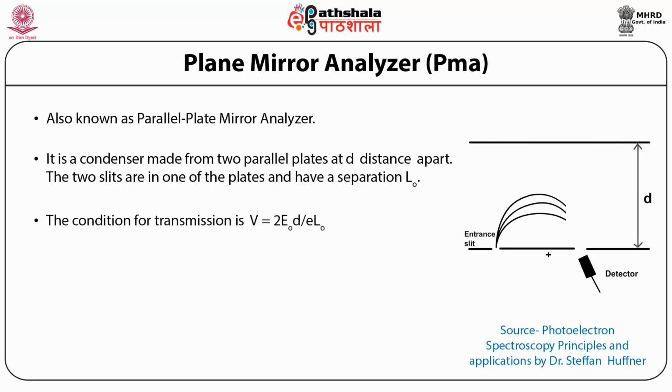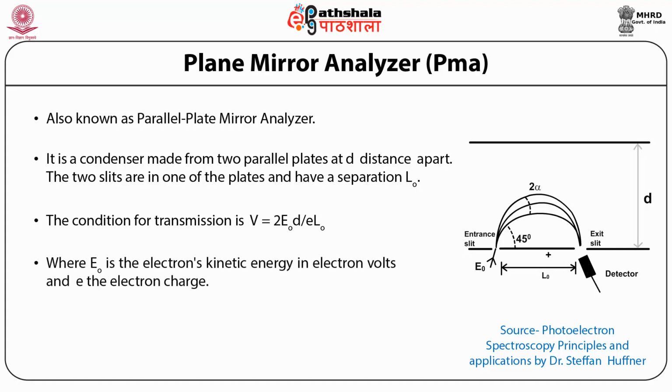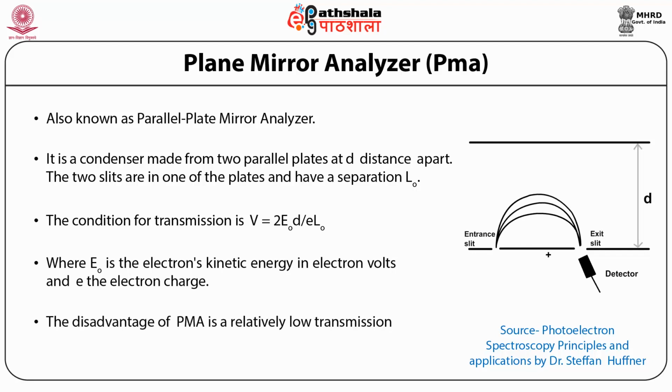In order for transmission to occur, the potential must be V = E0 × d / (e L0), where E0 is the kinetic energy of the electron in electron volts and small e is the charge of the electron. L0 is shown on this slide. To obtain better focus, the electron entrance and exit angle can be shifted to 30 degrees. But this is not necessarily a good idea, as it sacrifices transmission instead.